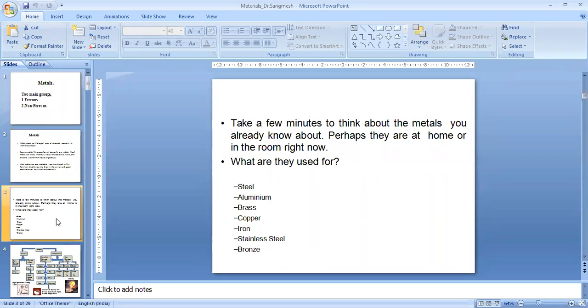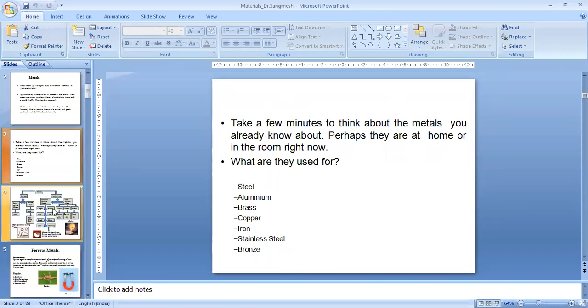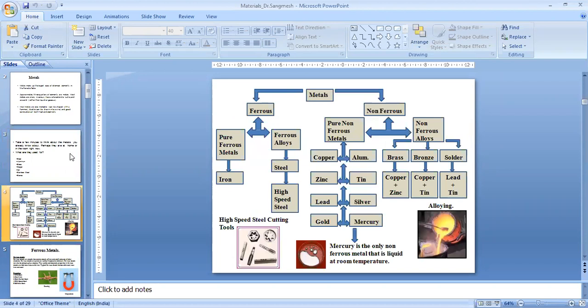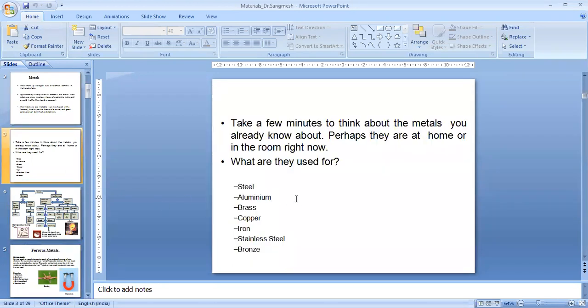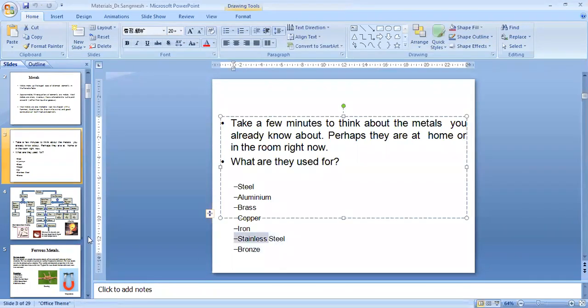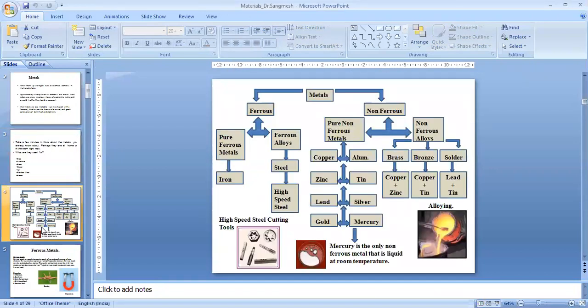So each material is going to obey different types of properties, and all that we're going to discuss. But normally we find these materials very easily. Steel, more or less we use in our kitchen appliances. Aluminium we have seen, brass, copper, iron, stainless steel, bronze, all that we see. So broadly, if you look at the classification, metals are always classified as ferrous and non-ferrous material. If you classify further, the pure ferrous material is iron.